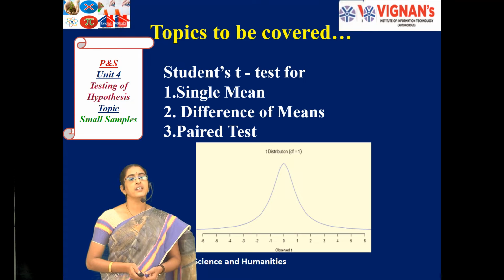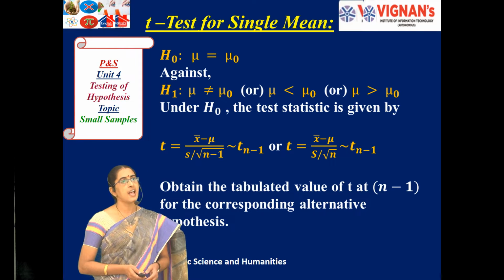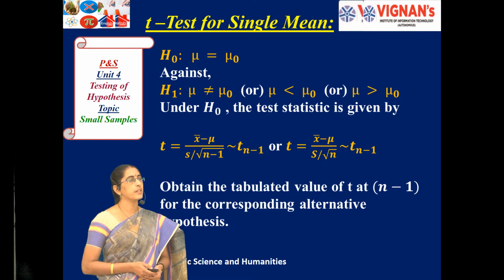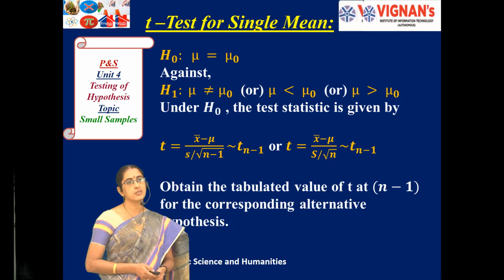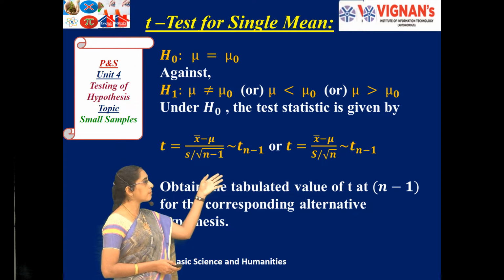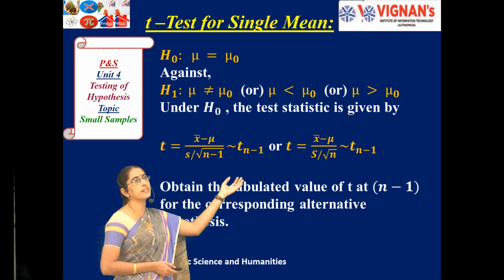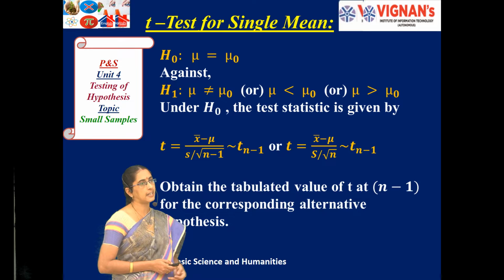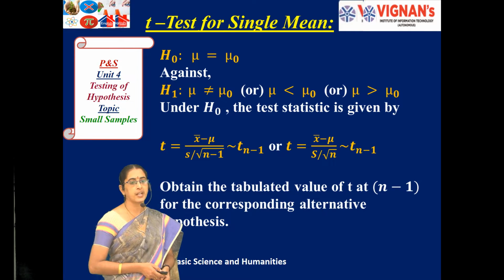So for the student's t-test for single mean, the null hypothesis is as usual, just like the large sample, that is mu equal to mu naught, meaning the mean of the population is equal to some specific constant. The alternative hypothesis can be two-tailed, that is mu not equal to mu naught, or one-tailed, that is mu less than mu naught or mu greater than mu naught, where less than means left-tailed and greater than means right-tailed.